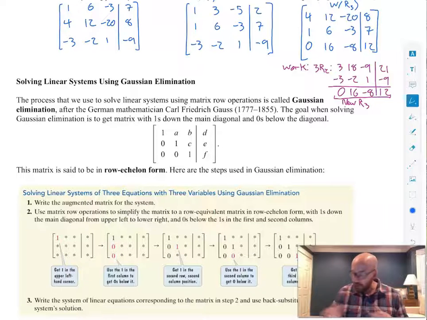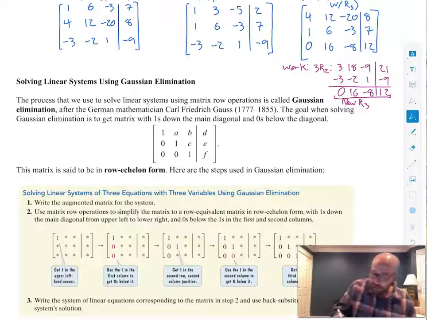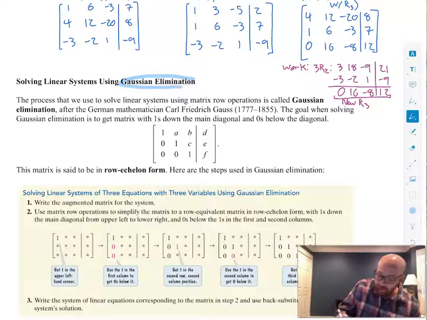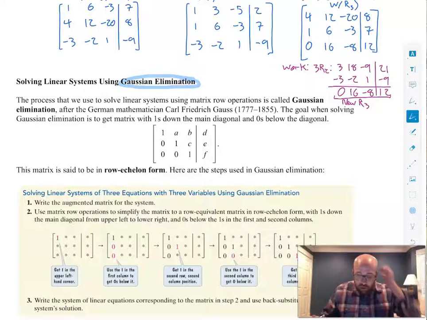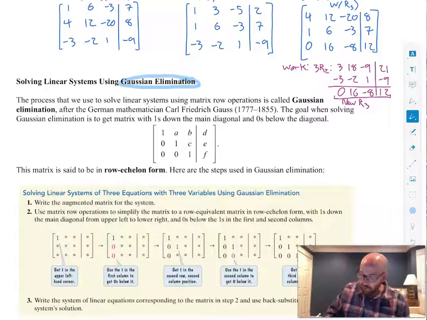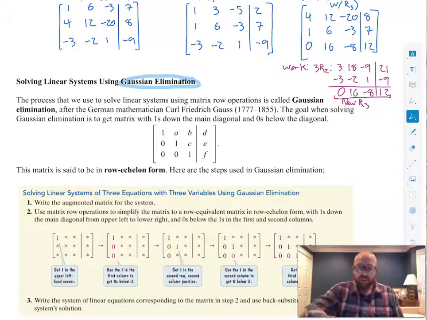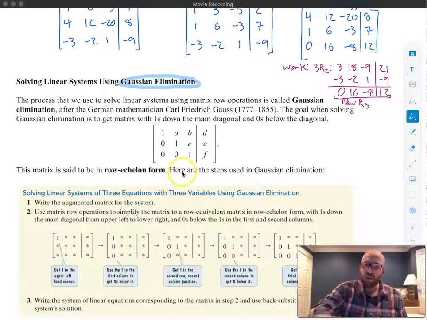The first method that we're going to look at is how to solve a system using Gaussian elimination. The process that we use to solve a linear system using matrix row operations is called Gaussian elimination, after the German mathematician Karl Gauss, who lived in the 17 and 1800s. The goal when solving with Gaussian elimination is to get a matrix with ones down the main diagonal and zeros below it. So here is an example of the goal that we're trying to get to.